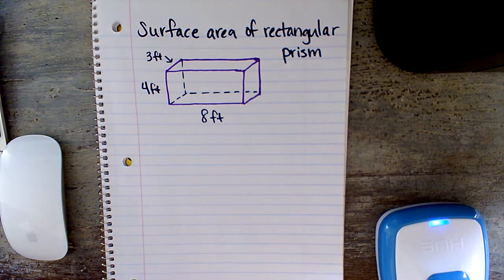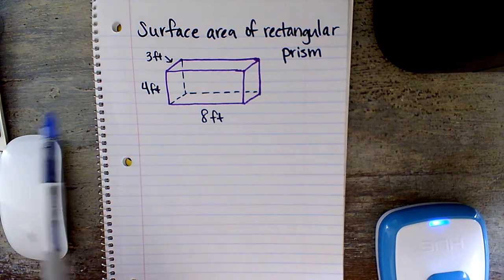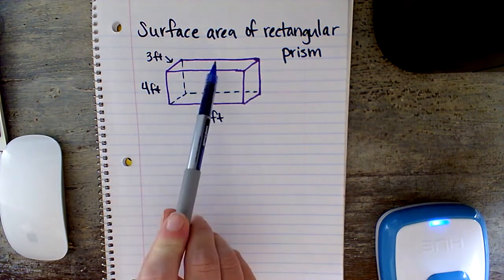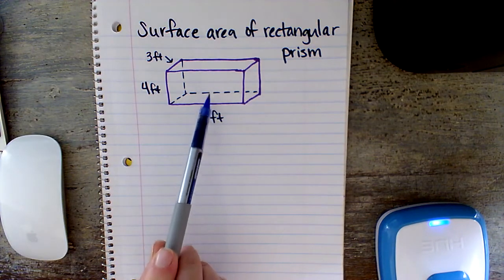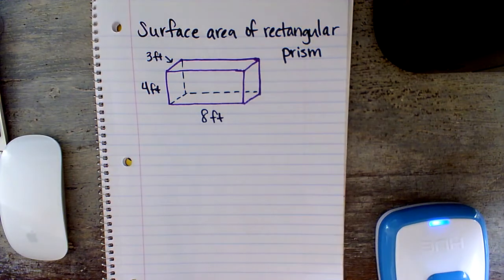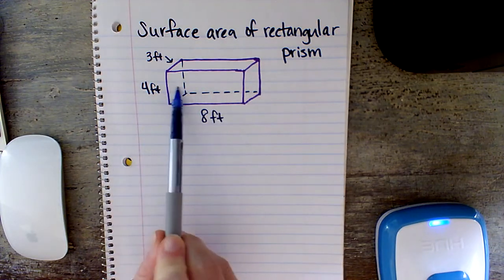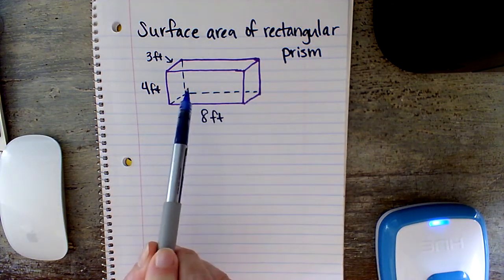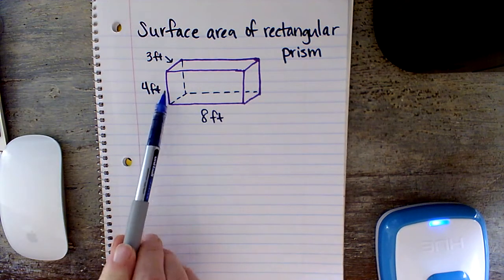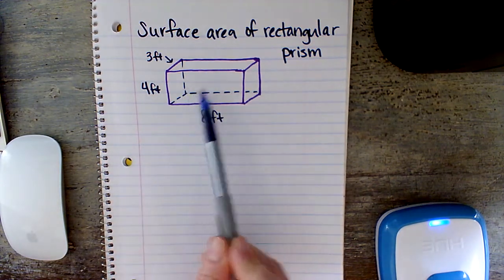You'll notice on this prism, I've got two ends. You see these ends over here? I've got a top and a bottom, and then I've also got a front and a back. So there are 6 sides: 1, 2, 3, 4, and then the front and the back, 5, 6. And these sides are equal. The top and bottom are equal, and the front and back are equal.